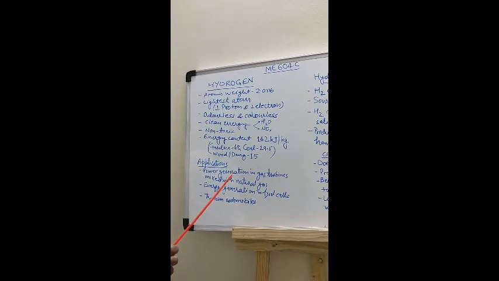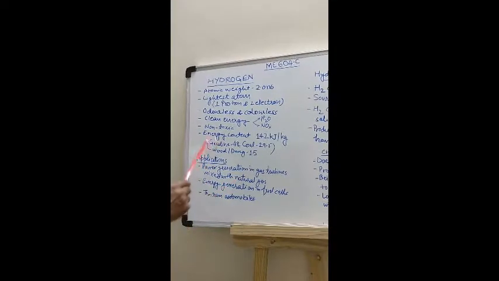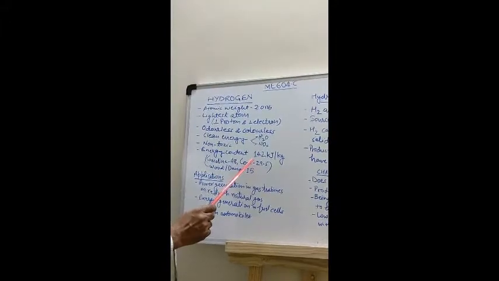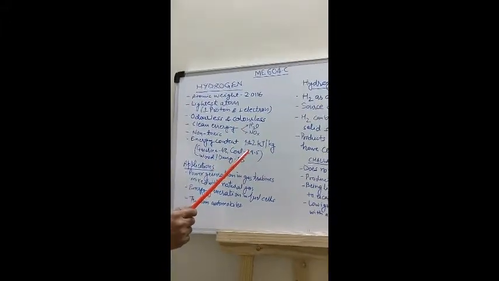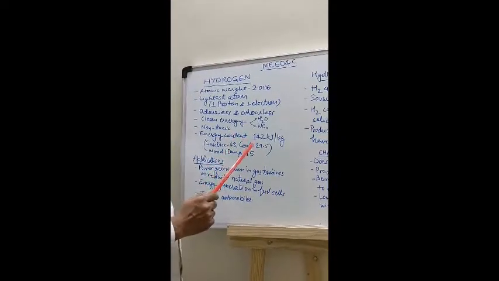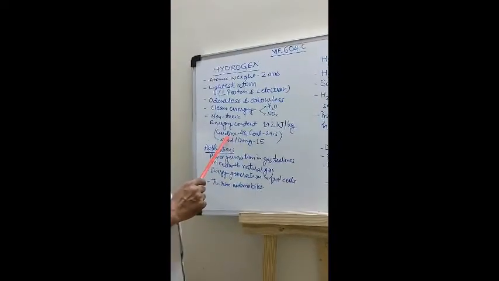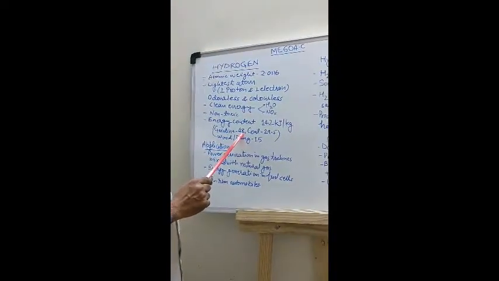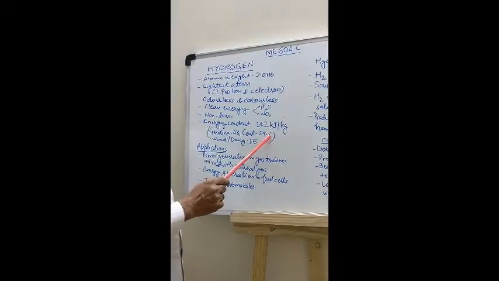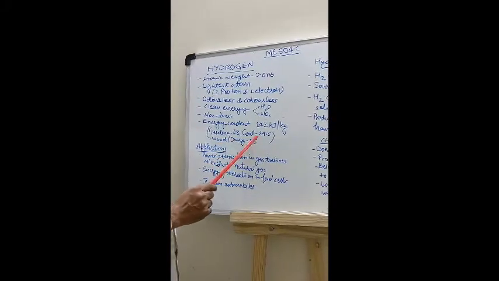The two important parameters which make hydrogen important as a renewable energy source: the first is its highest energy content. The energy content in hydrogen is highest if we compare all renewable energy sources or all other fossil fuel sources. The energy content of hydrogen is 142 kilojoule per kg, whereas in case of gasoline or petrol it is just 48 kilojoule per kg. In case of coal it is 29.5 kilojoule per kg, and for wood or cow dung it is just 15 kilojoule per kg.